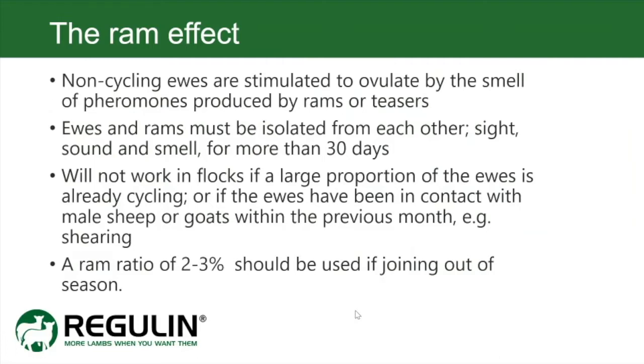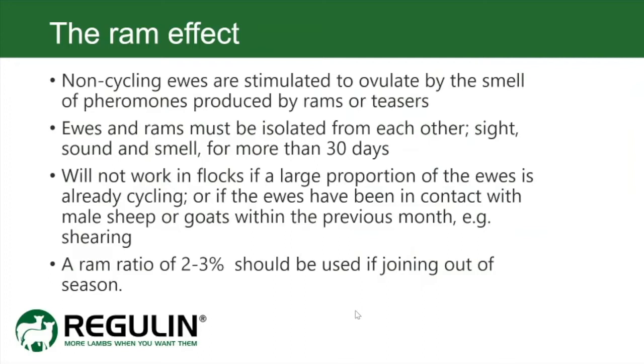So teasers are testosterone-injected wethers or vasectomized rams. Now, vasectomized rams give a better result than testosterone-injected wethers. There is some work around that. Ewes and rams need to be isolated from sight, sound, and smell for more than 30 days, and it doesn't work in flocks where ewes are already cycling or when ewes have been in contact with male goats within the previous month, i.e. shearing. Now, let me expand on that a little bit because here's an important thing to note.